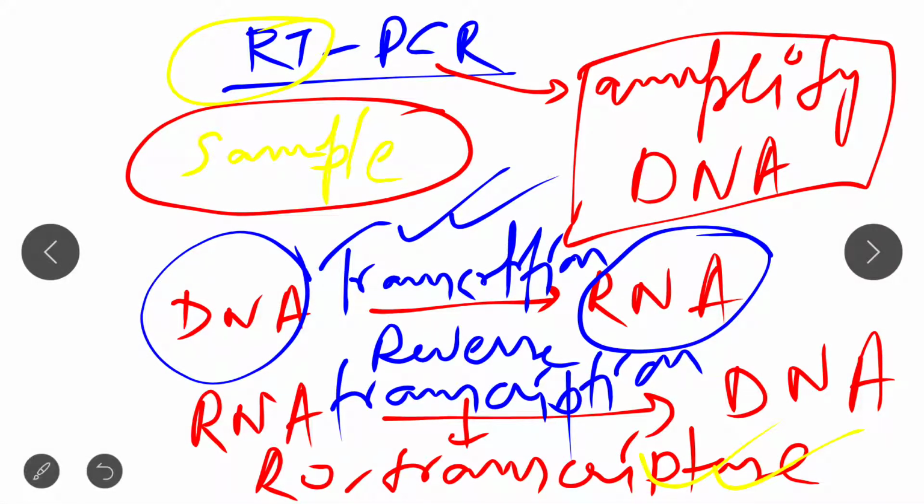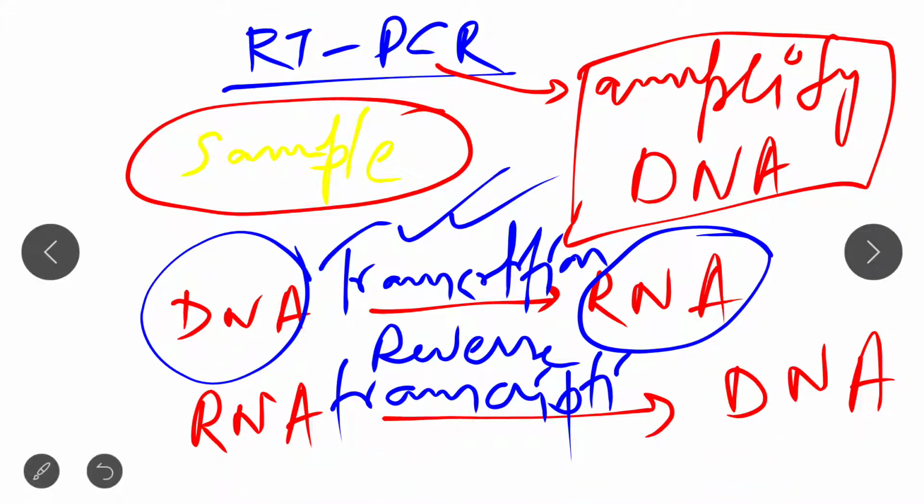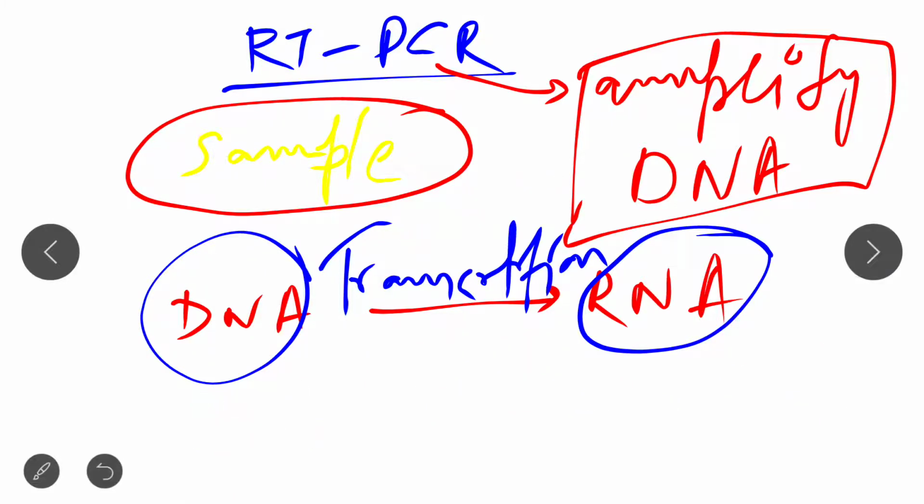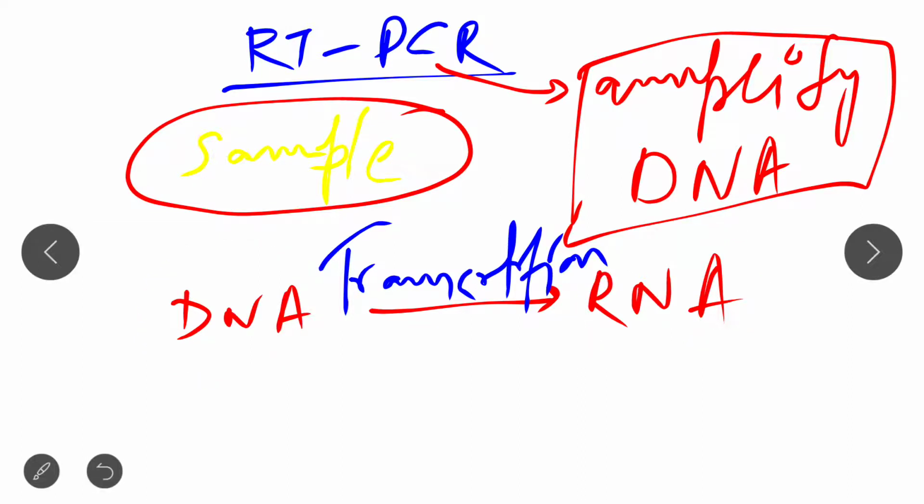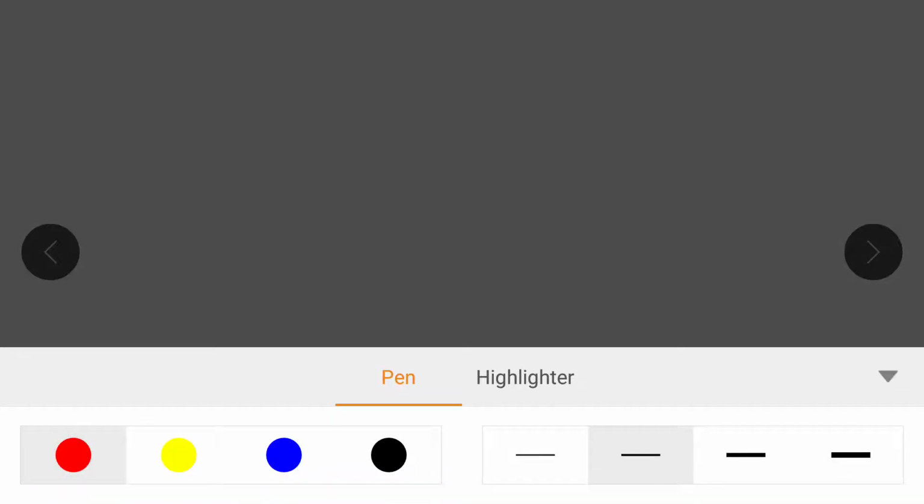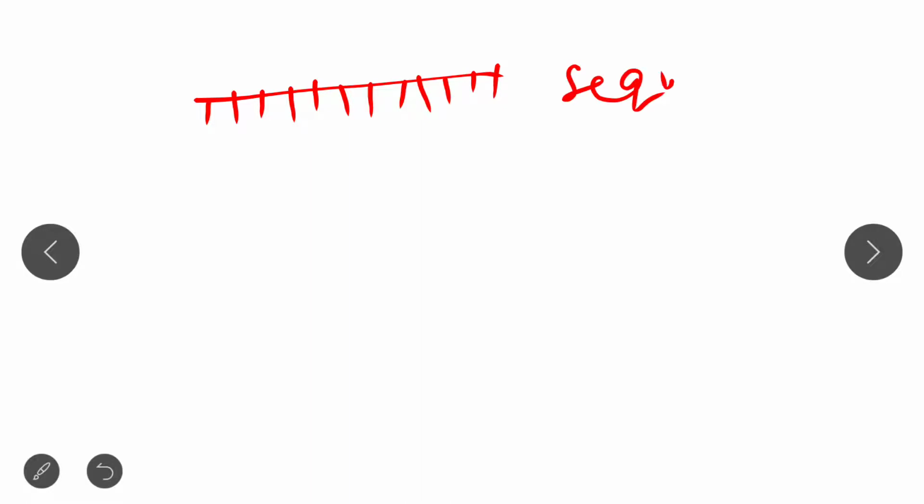Clear? So till now you have got a clear idea, okay. Now next, for anything we should know the sequence, okay. And what sequence should we know? We should know the sequence of RNA. Before this process we should know the sequence of this RNA, okay. This is the RNA, and we should know this sequence.